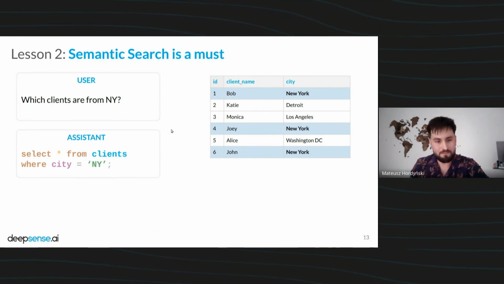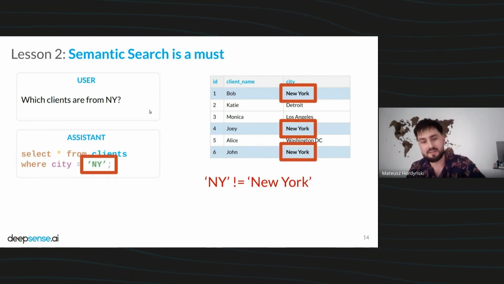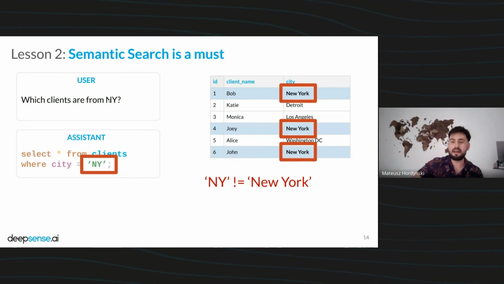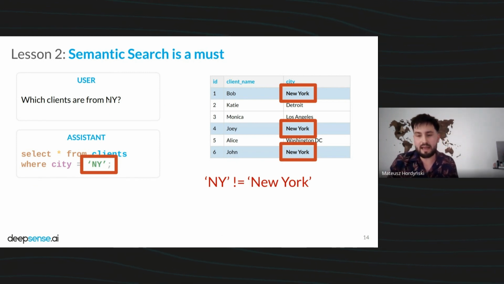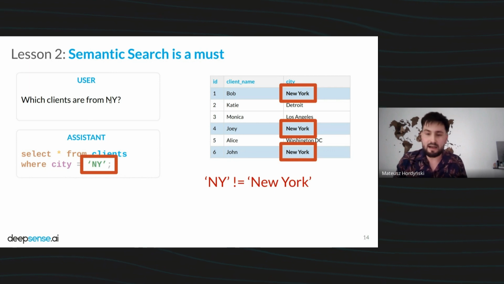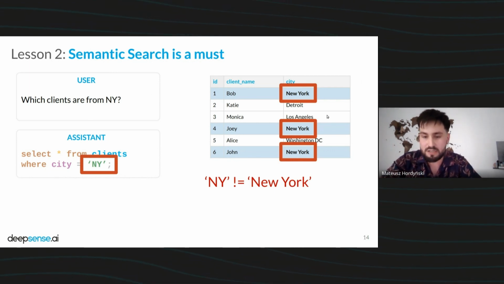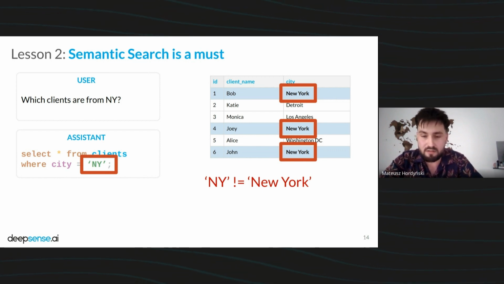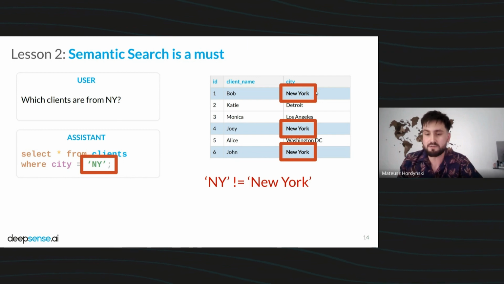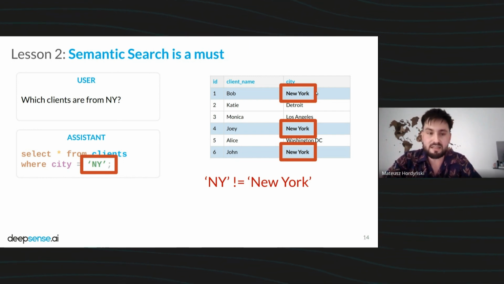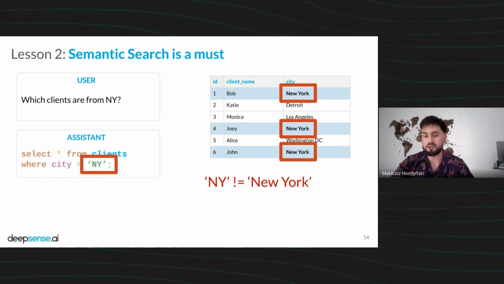Okay, so our user used a shortcut for New York. And of course, what we have in our database is the full name of the city. After executing that query, we will return nothing, 0 rows from the database. And probably we will respond to the user that there are no clients from New York. And that is just not true.